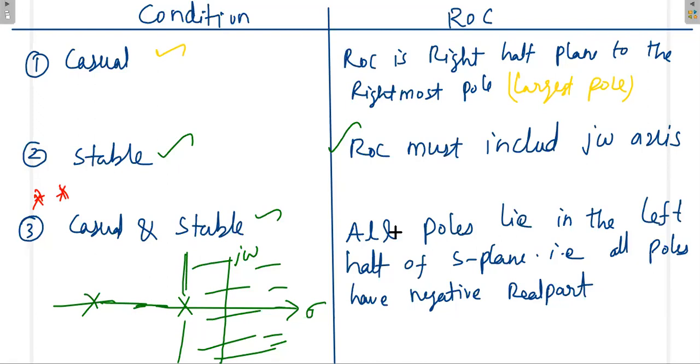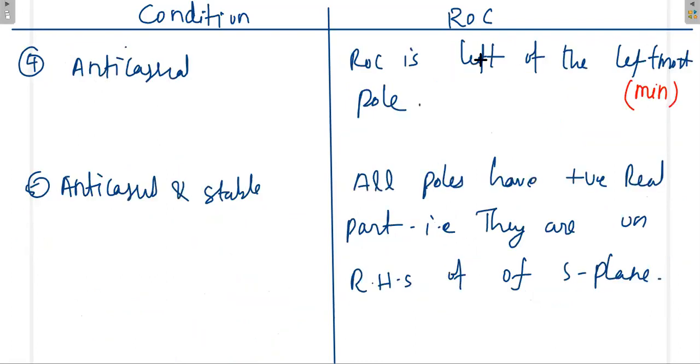So that condition is what we are writing here: all poles lie in the left half of the S plane. That means all poles have a negative real part, something like -3, -2, like that. Then what is the other condition? If the system is anti-causal, the ROC will be to the left of the leftmost pole.